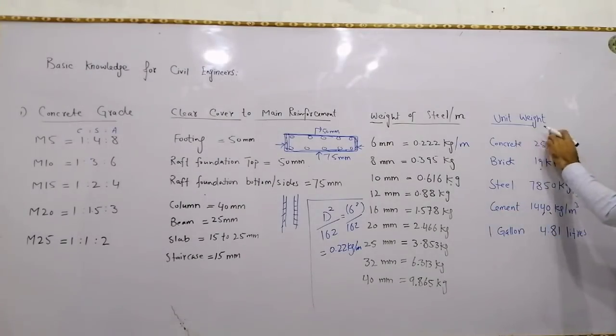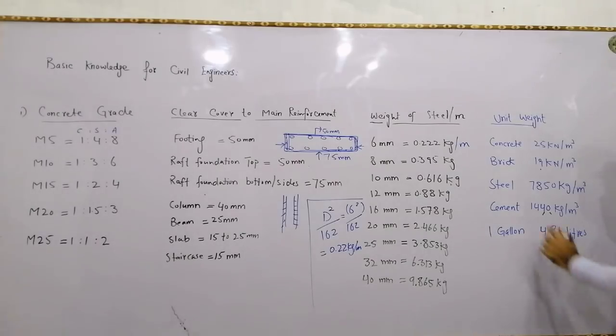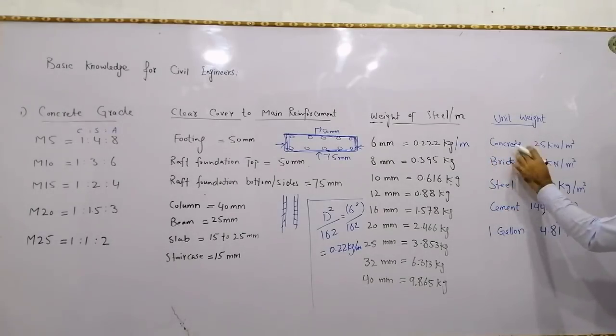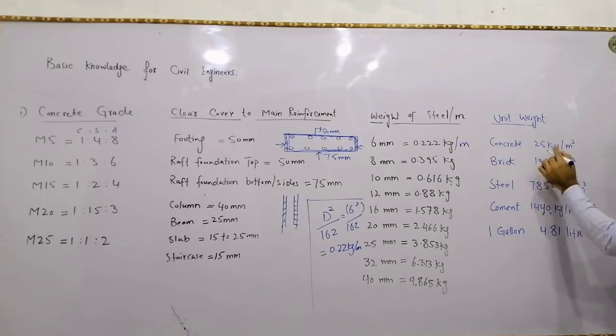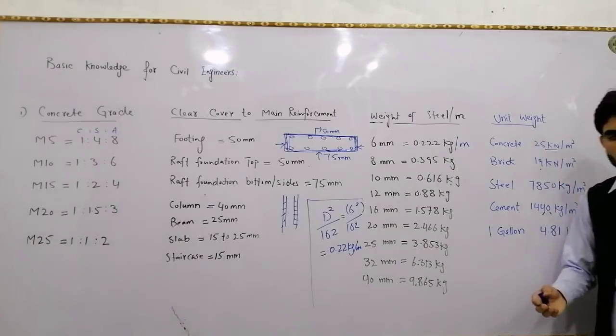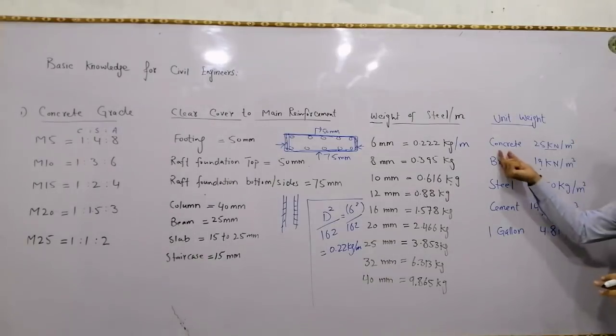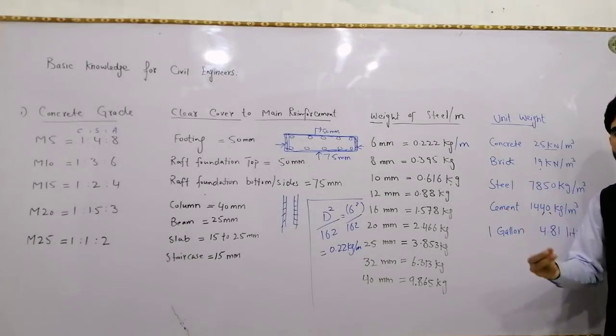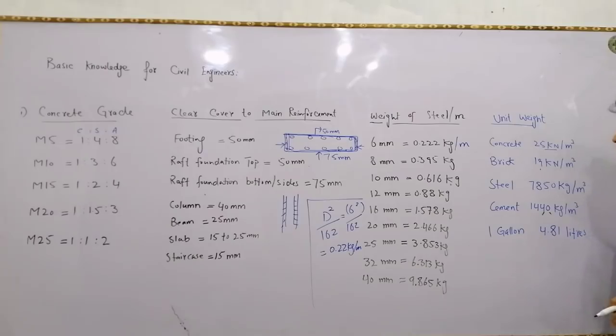Now unit weight for different materials which we use in construction work. The first one is concrete. The concrete unit weight is 25 kilonewton per meter cube. If you want to calculate the load of a structure and you are using concrete, because concrete is the main key in construction work, the concrete unit weight is 25 kilonewton per meter cube.